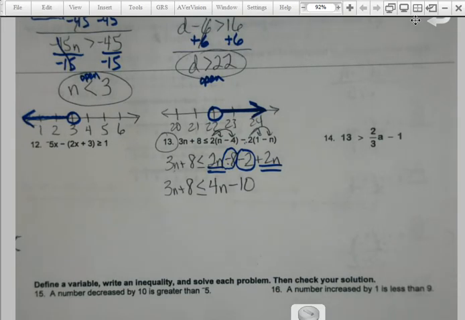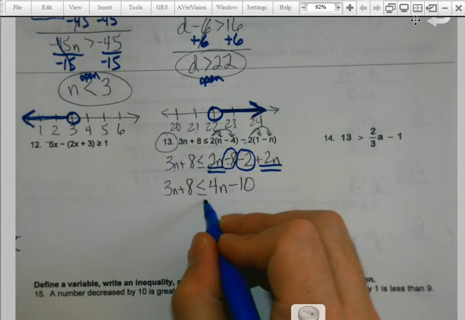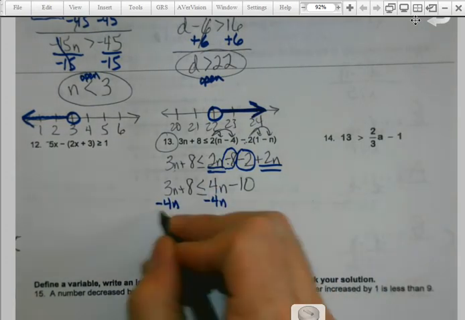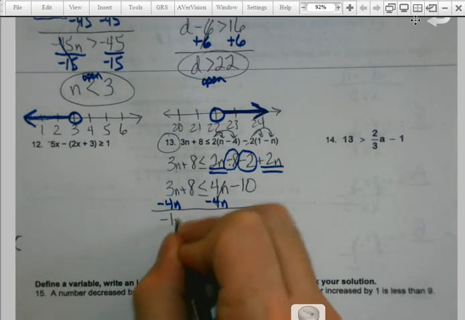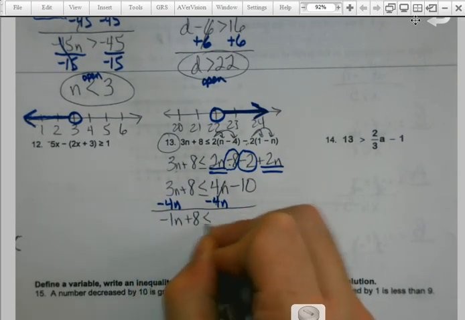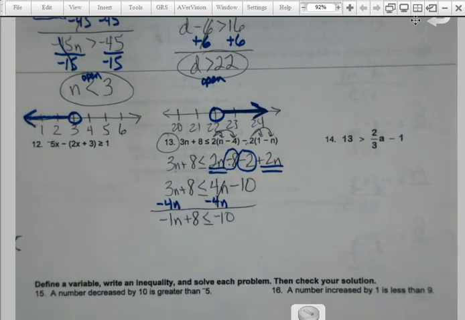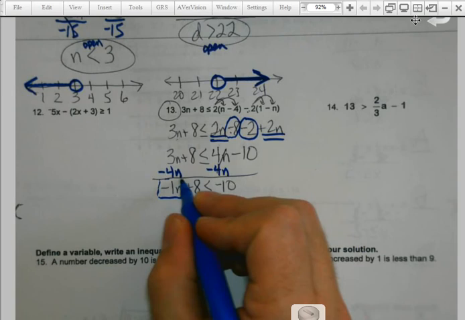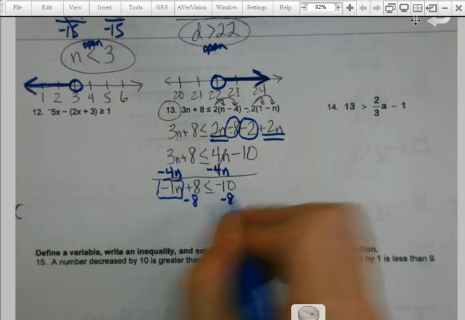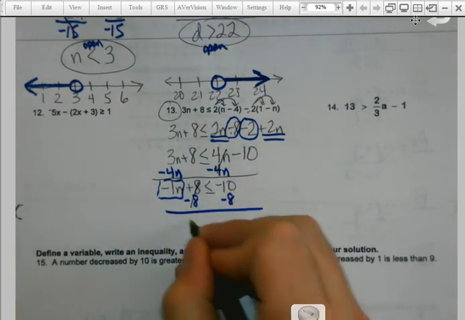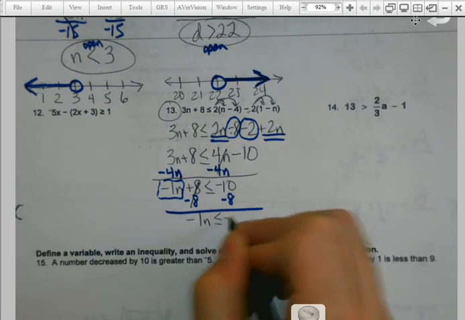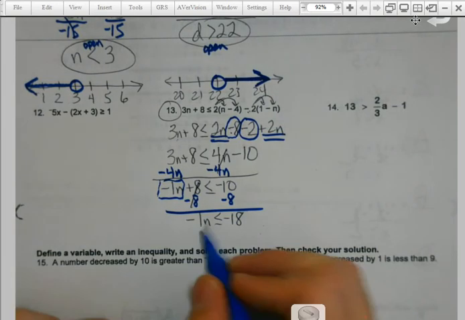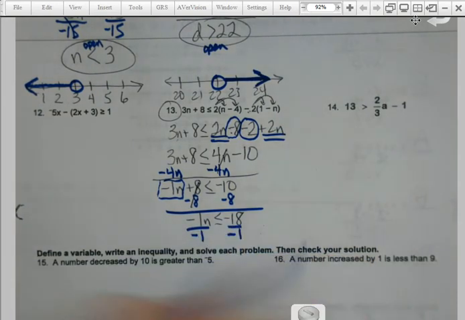Now again, I like getting all of my n's to the left. So I'm going to minus the 4, because that's a positive 4n. I want to do the opposite to undo it. So negative 1n plus 8. Don't lose that arrow. Do not let it turn into an equals. There's no morphing. And now I just want to get my n by itself. So I'm going to minus the 8. And most of your problems are not going to be anywhere near this long. It just kind of lets us get everything in here. Holy cow. Last step. Divide by a negative, and I got to flip the arrow.